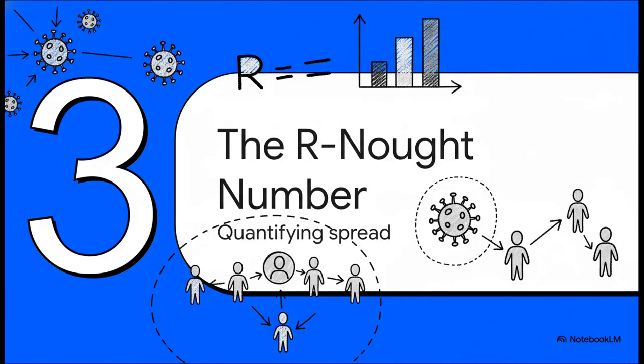So this brings us to a really fundamental question. We figured out that Marburg wasn't spreading all that well between people, but how do we actually quantify that? How do you put a hard number on a pathogen's ability to spread?